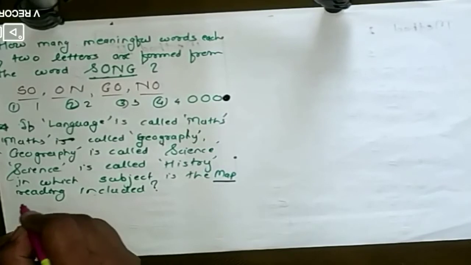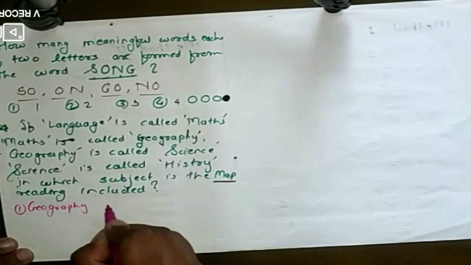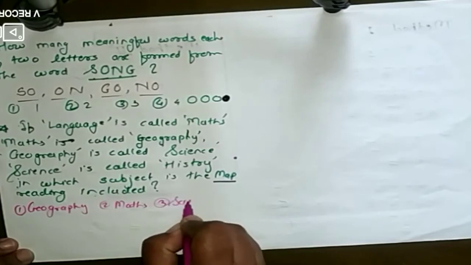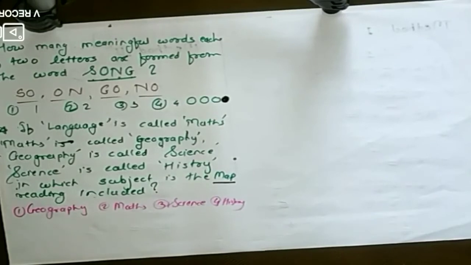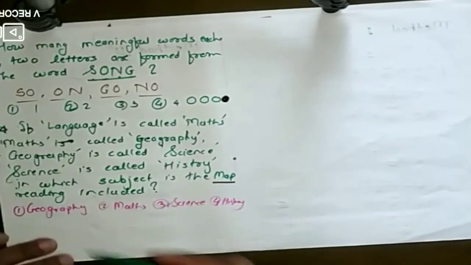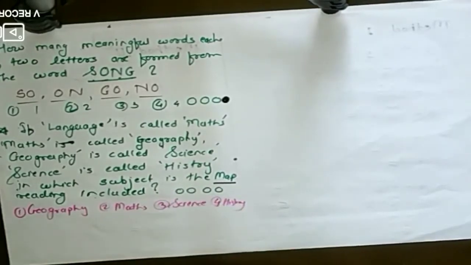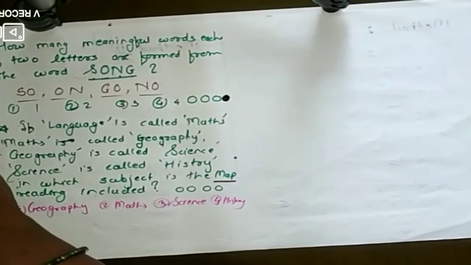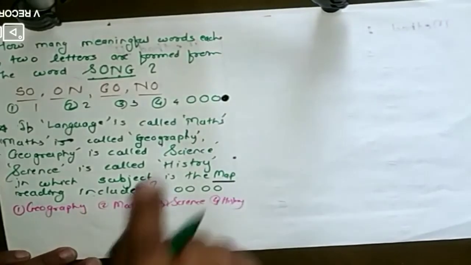The options are four only. First option is geography, second option is maths, third option is science, and fourth option is history. From this we have to choose one option. For 8th standard we have to choose two options, but for this 5th standard we have to choose only one option. First of all, we have to know in which subject we are studying map: geography.